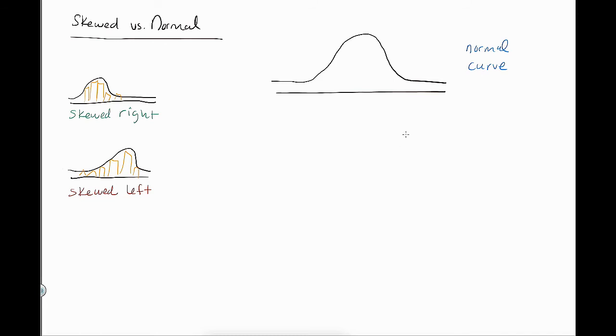A normal curve has a lot of characteristics about it. It is bell-shaped, as you can see, and it is symmetric to the mean of the data. If you have data that resembles a normal curve, then we say we have a normal distribution. Normal curves can be narrow, they can be wide, but they're all symmetric to the mean of the data.